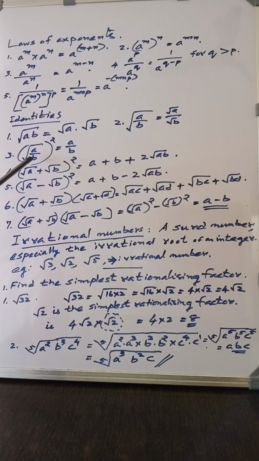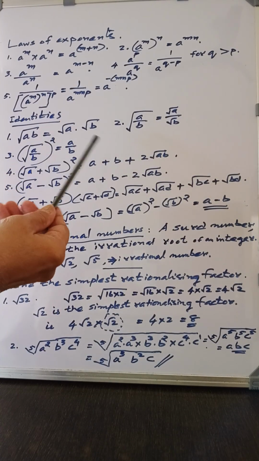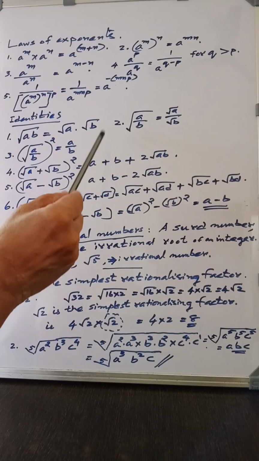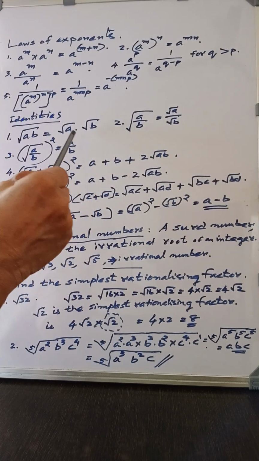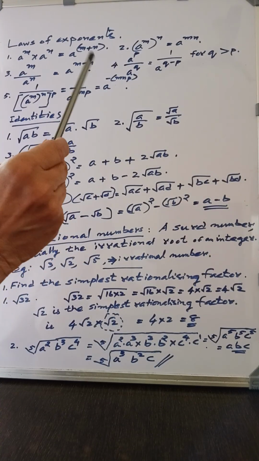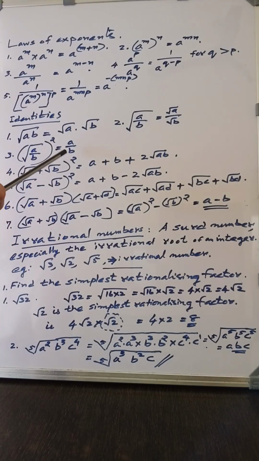Root of A by B, when written in exponential form, becomes (A by B) raised to 1 by 2. Then (A by B) raised to 1 by 2, the whole squared, is A by B raised to 1 by 2 into 2, equals (A by B) raised to 1. That is A by B.